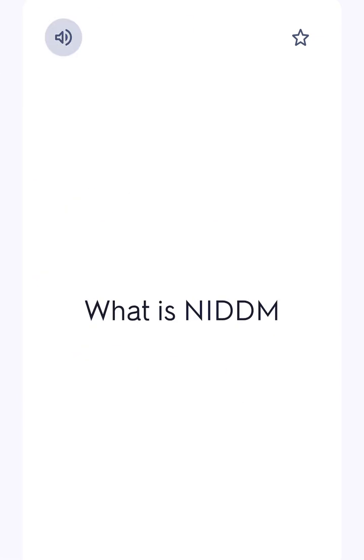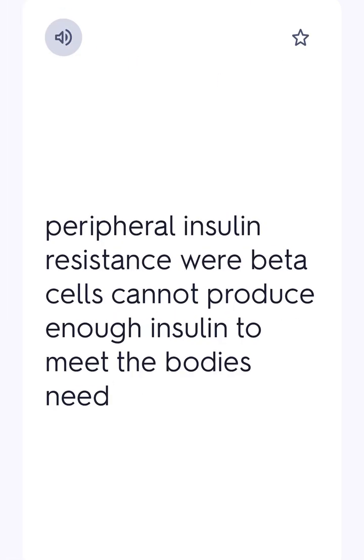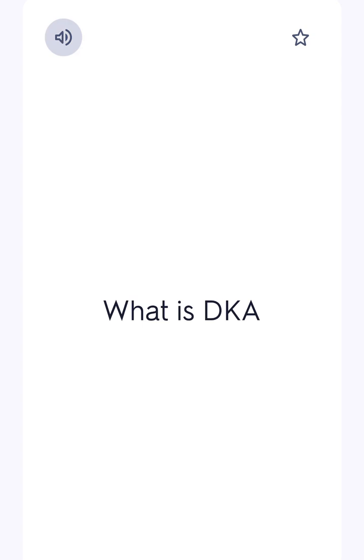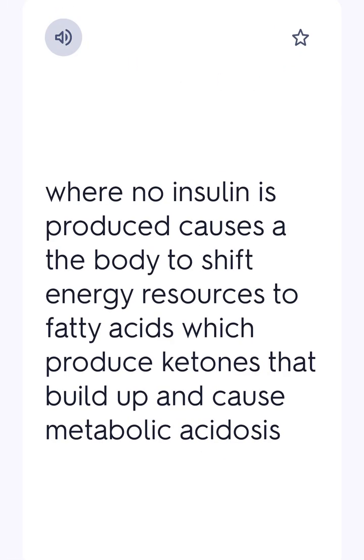What is NIDDM? Peripheral insulin resistance, where beta cells cannot produce enough insulin to meet the body's need. What is DKA? Where no insulin is produced causes the body to shift energy resources to fatty acids, which produce ketones that build up and cause metabolic acidosis.